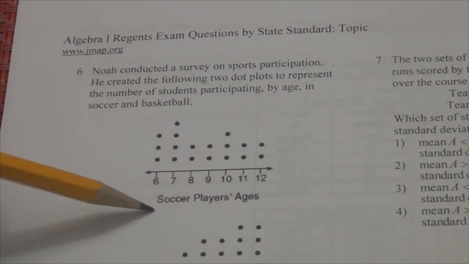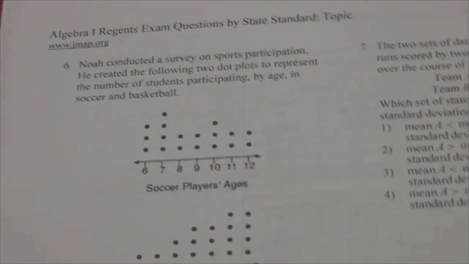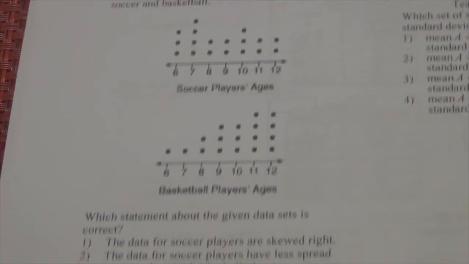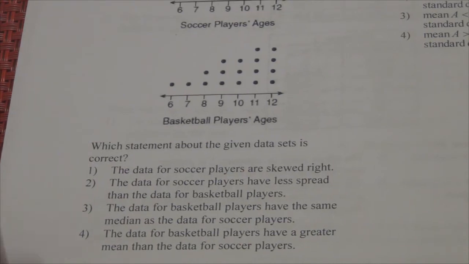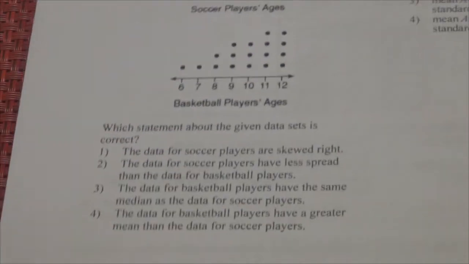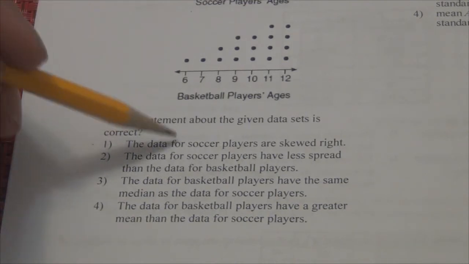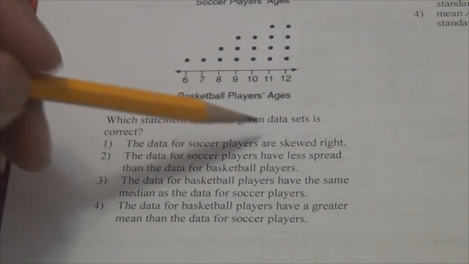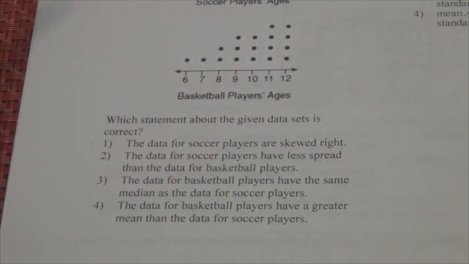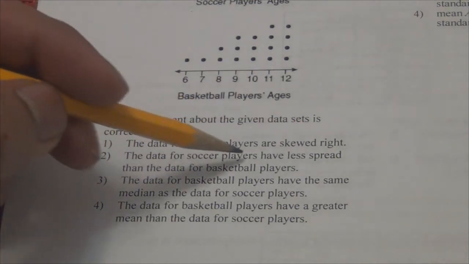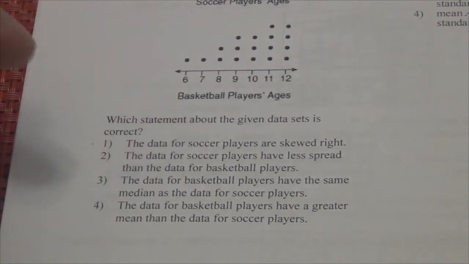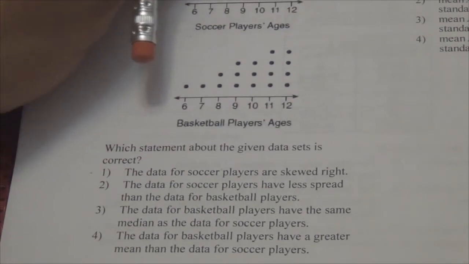All right, so we have the soccer one here, and we also have the basketball. So look at the choices. In multiple choice, it's easier to just look at the choices and then analyze the problem. So here it says the data for soccer players are skewed right. The data for soccer players have less spread. All right, so let's go with multiple choice and look at them.